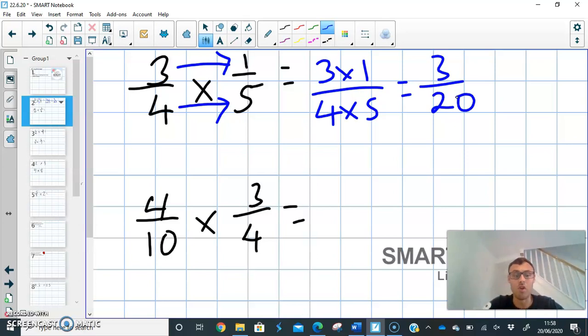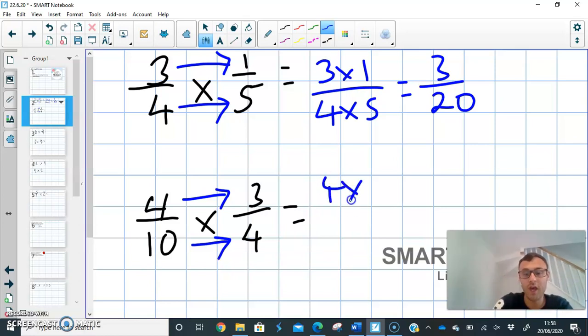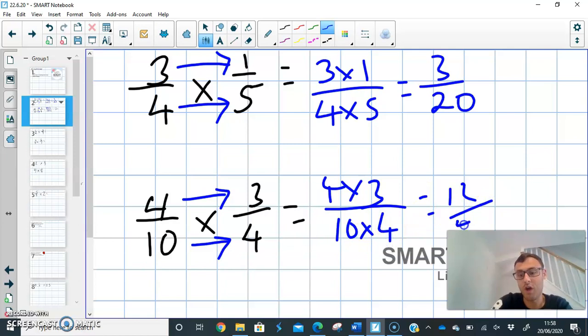Okay. So looking down at this one here, then again, we're going to do 4 times 3 and 10 times 4 because we're multiplying fractions. And when we're multiplying fractions, the denominators do not need to be the same. We just do top and top, bottom and bottom. So 4 times 3 over 10 times 4, which is 12 over 40.